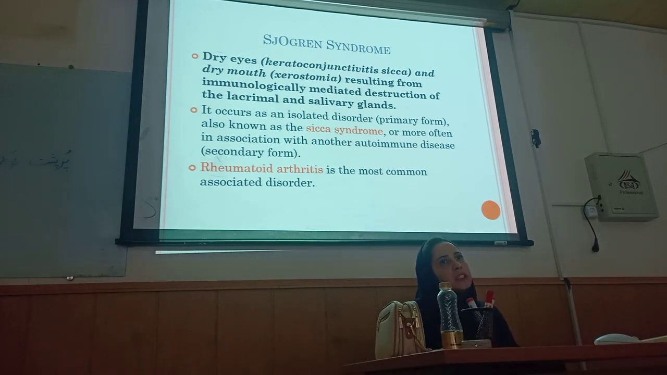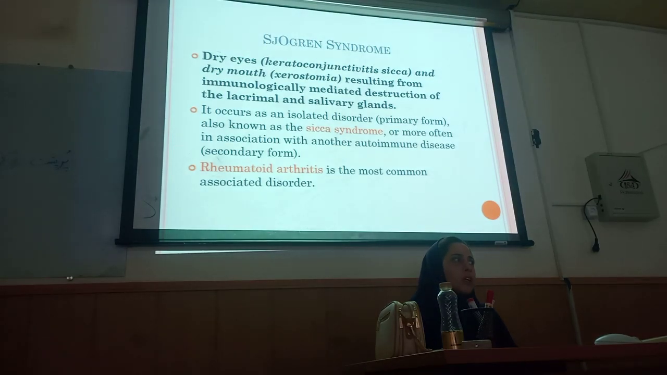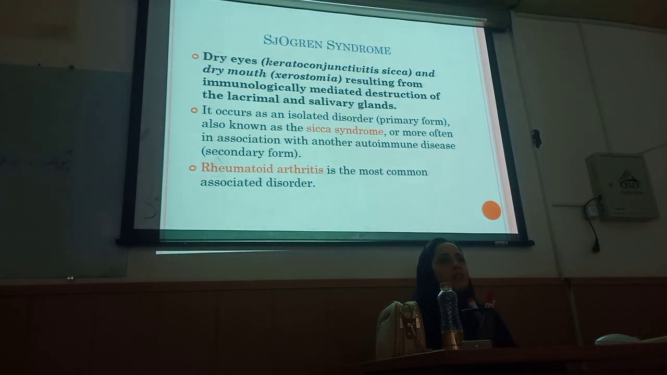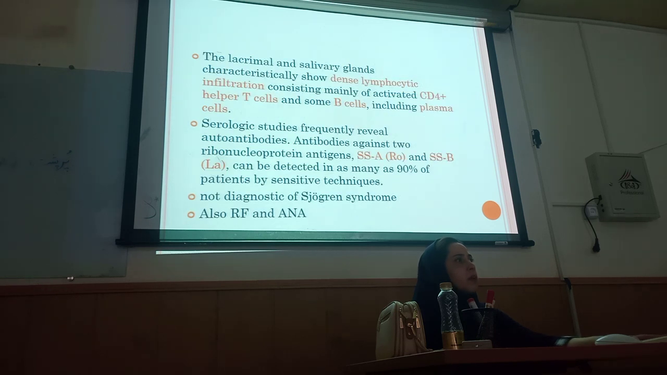Sometimes Sjögren's is associated with another autoimmune disorder, and the most common one is rheumatoid arthritis. But sometimes it is seen primarily, and it is called sicca syndrome. So, primary or secondary. When primary, it is called sicca syndrome. And as our friend said, there is destruction of glands.